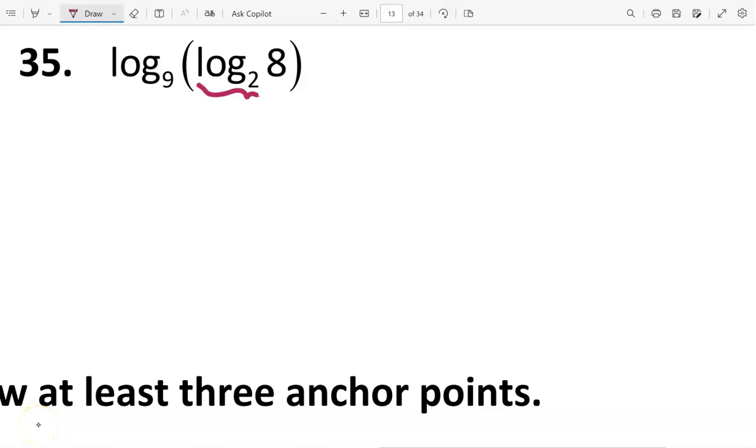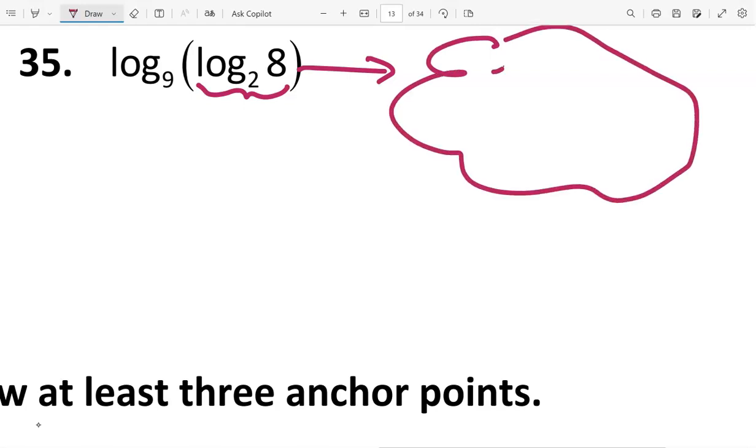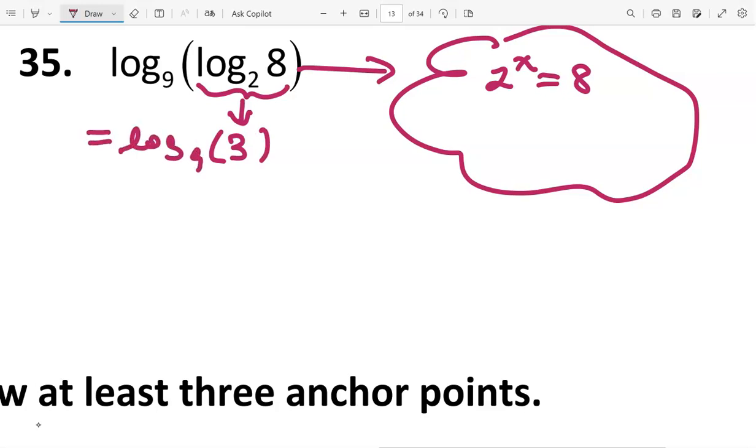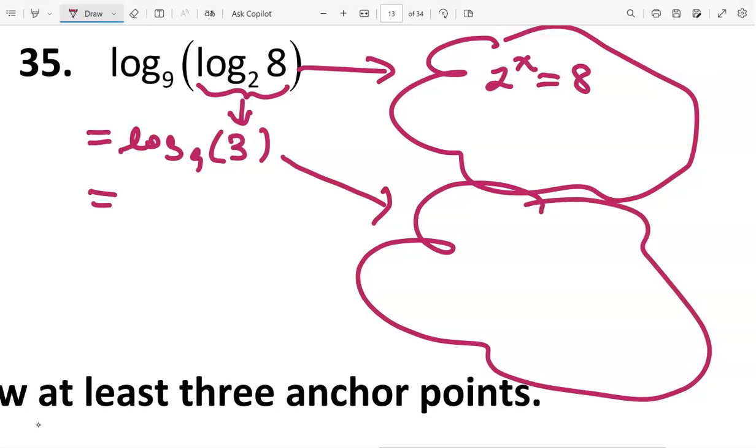We can work 35 similarly. We just want to work that inside parentheses first. So my thought process for this is base 2 raised to what exponent is equal to 8. That means this log has a value of 3. So we can replace the parentheses with 3. And now we have the log base 9 of 3. So my thought process to evaluate that one is base 9 raised to what exponent gives me 3.